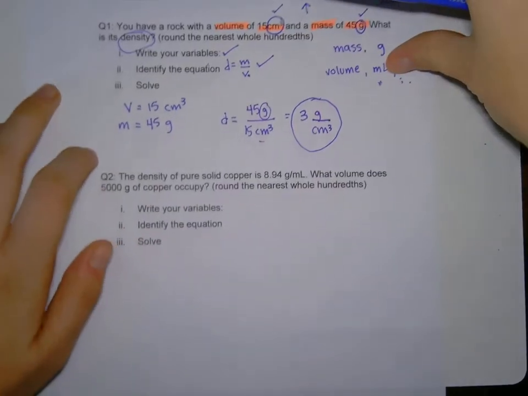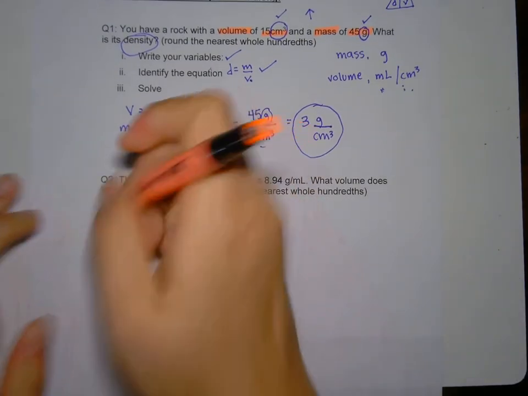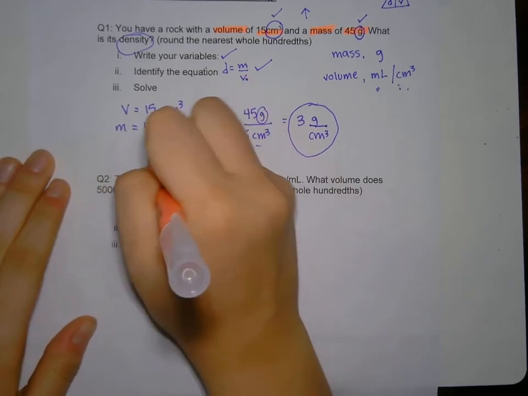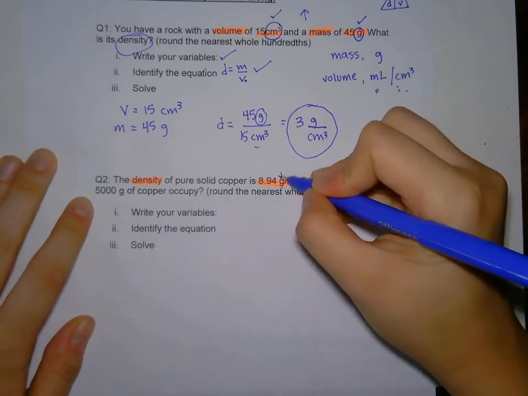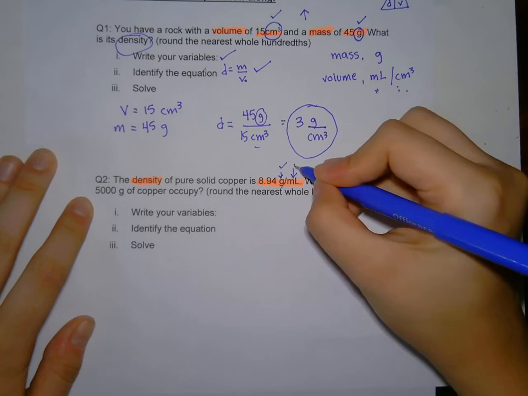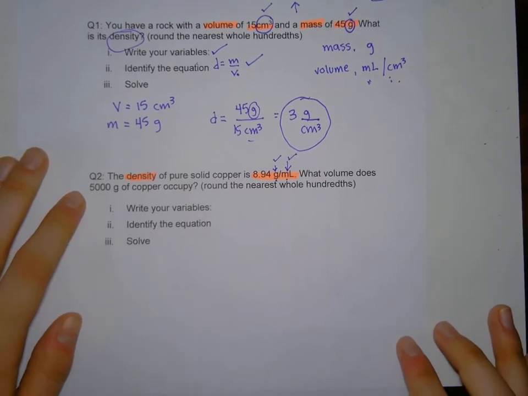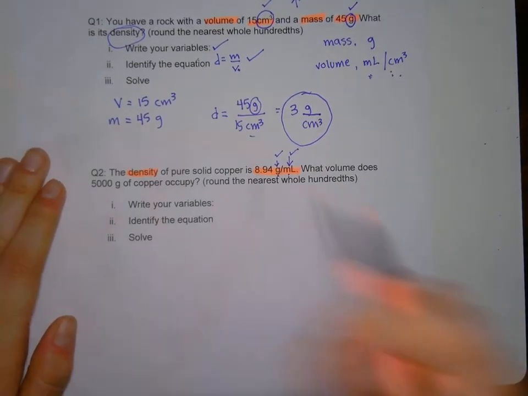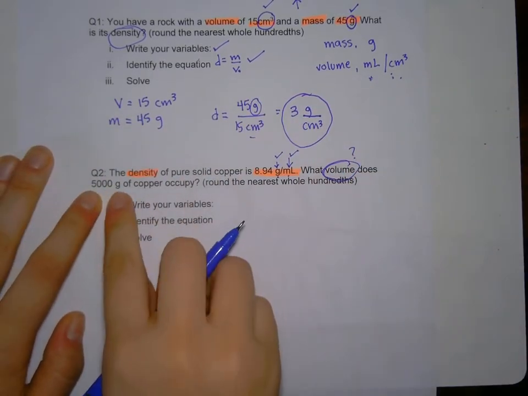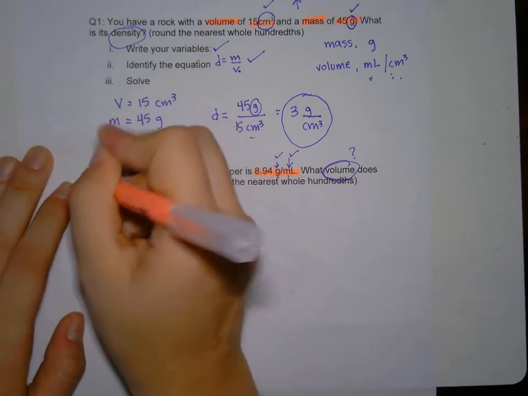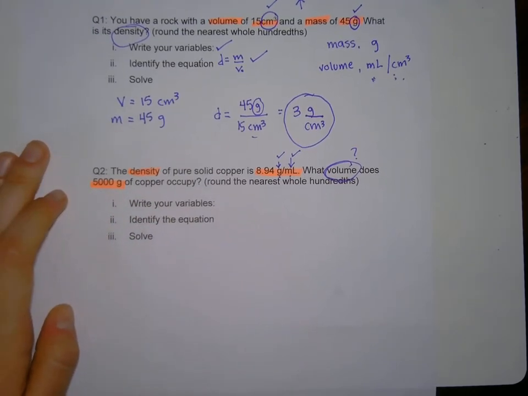So now I'm going to move on to question number 2. The density of pure solid copper is, so now they're giving me the density. I'm starting off with the density. I check my units for density. Grams, that passes, check. Milliliters, passes, check. Grams and milliliters are appropriate and the correct units to use for density. So what volume? They're asking me about volume this time. Does 5,000 grams, so I am assuming that this is a mass because it has grams as a unit, of copper occupy? Okay, so write your variables.